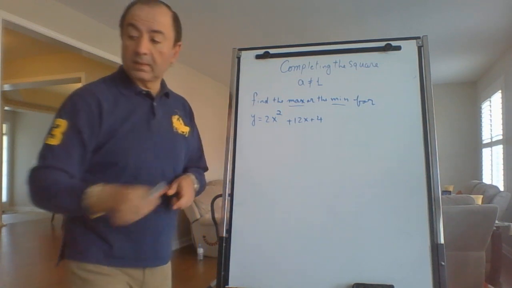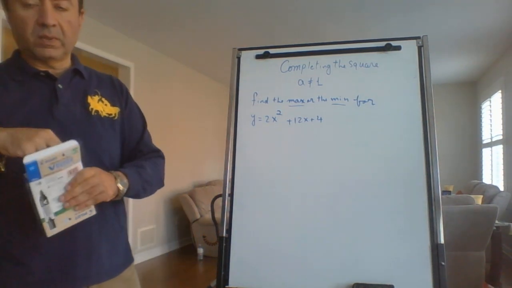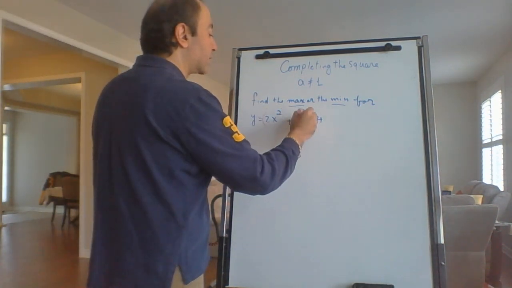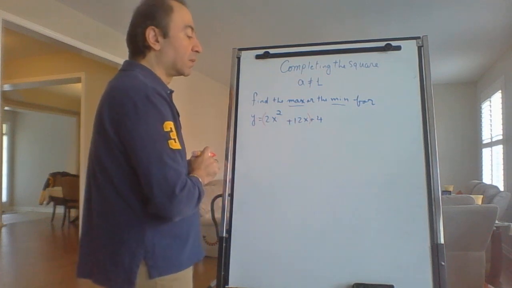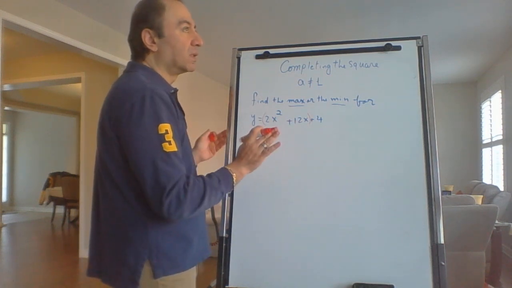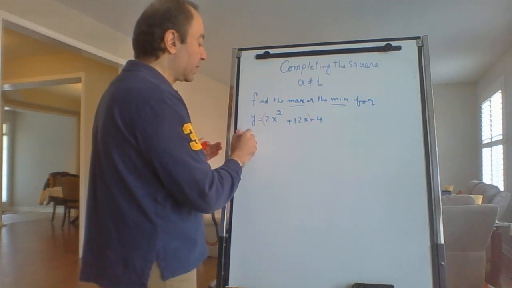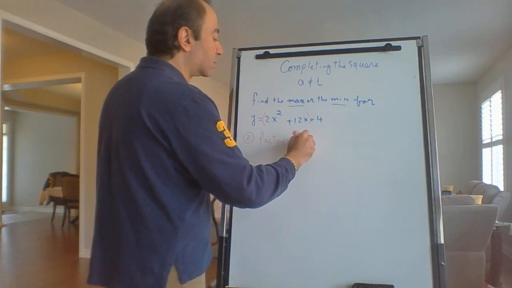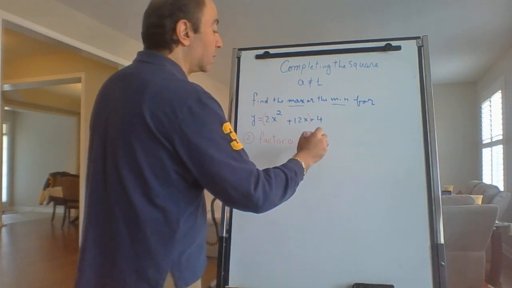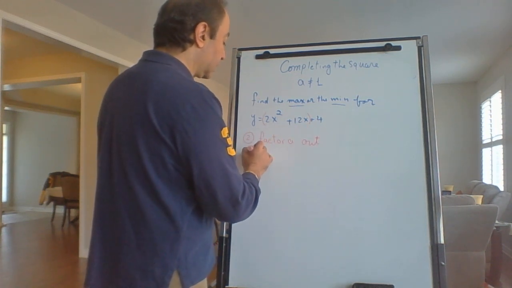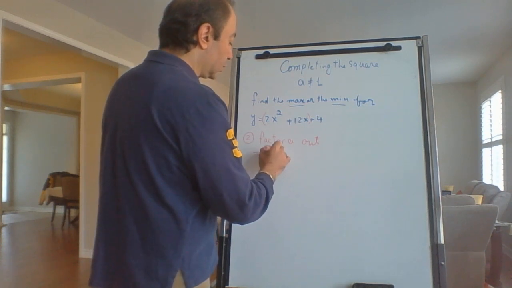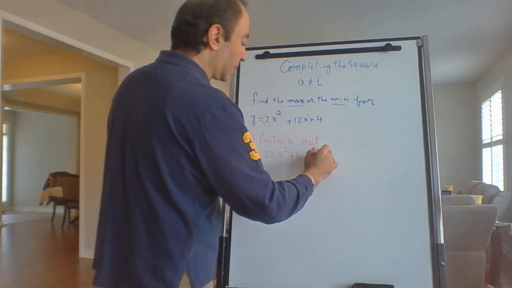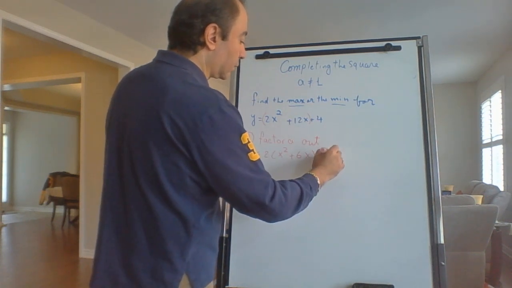When we did this yesterday, I told you we have to follow certain steps. The first step is to put brackets around the first and second term. Group the first and second term. Yesterday A was 1, so we didn't do anything. We didn't do the second step. So now we're going to factor A out. So always factor A out. In this case, this will be 2 times x squared plus 6x, plus 4.